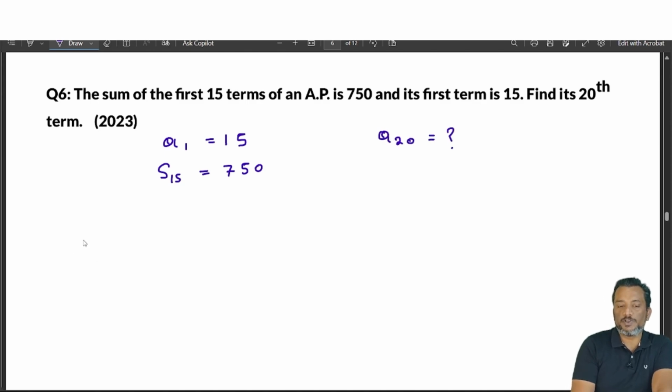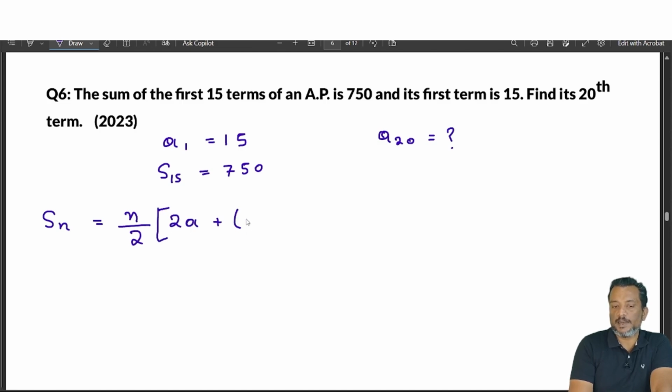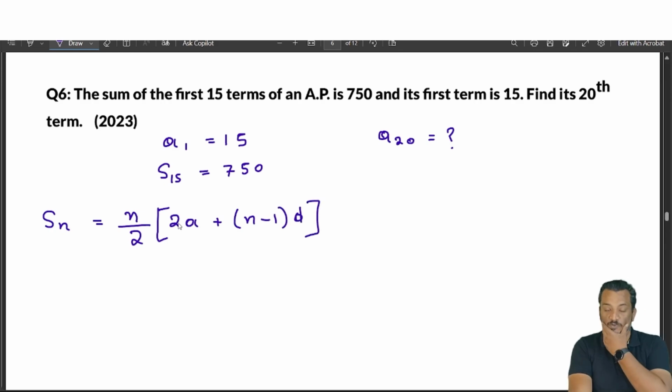First, a very simple way: Sn is equal to n over 2 times (2a plus (n minus 1) times d). Now, we have not been given the common difference, but we have been given the sum of the n terms, and the first term. So placing the values of a, the sum of the 15 terms, and the n value, we will get the common difference.